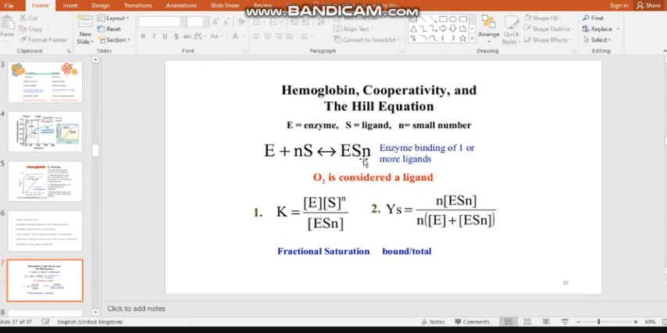Enzyme binding of one or more ligands. That's it. Here E is the enzyme, S is the ligand. Ligand is nothing but substrate, or sometimes we call it a ligand. And n is a small number. It is a number that we will put in the subscript of the substrate. So the equilibrium constant can be derived: the enzyme substrate complex formation is directly proportional to the concentration of enzyme and substrate divided by the concentration of the enzyme and substrate in the combined form.